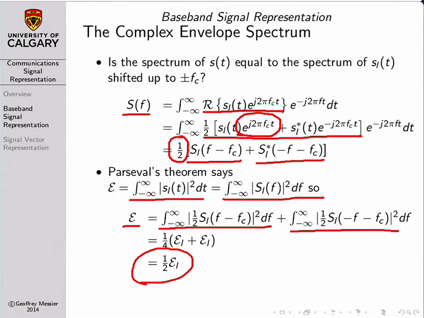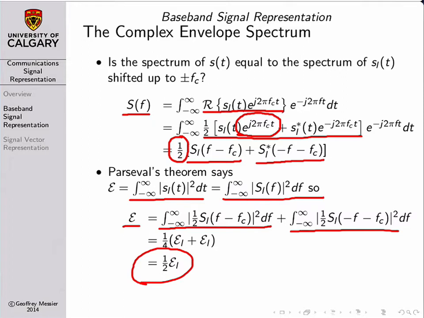And so again, I guess what we've done on this slide is we've shown that the passband signal spectrum is indeed the complex envelope spectrum, just shifted up to plus or minus FC, and that the energy relationship between the two signals is maintained in the frequency domain.